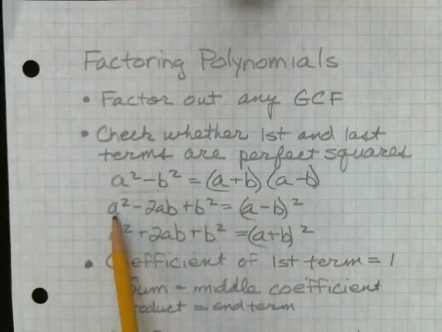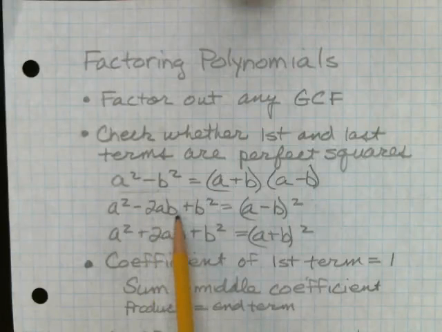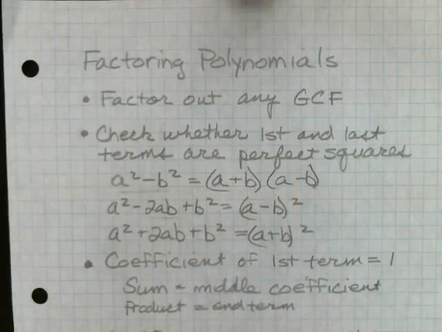What I do is look at perfect squares on both ends and then check to see if the middle is like this term. You can FOIL it quickly and see if that's true. And then a plus b squared factors to this. Remember that. Now, those are the easy ones, really.